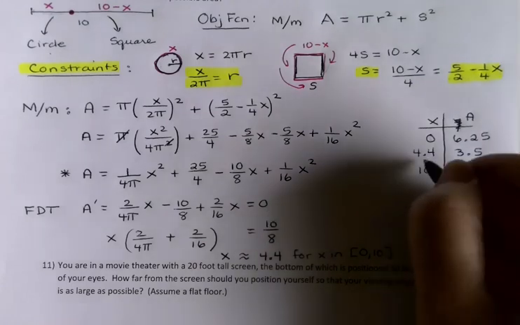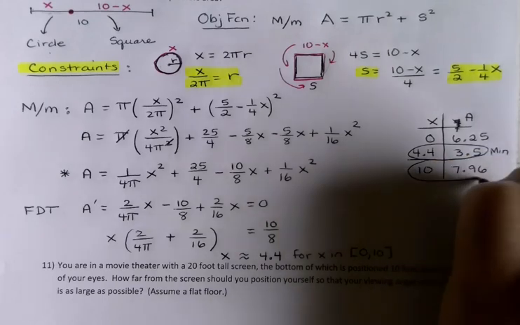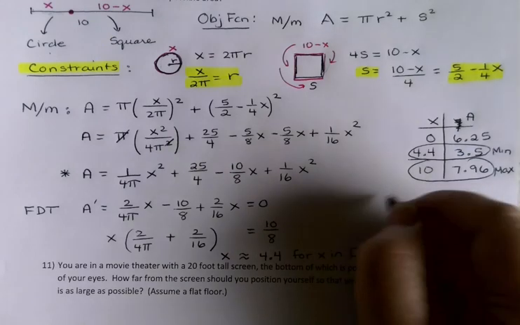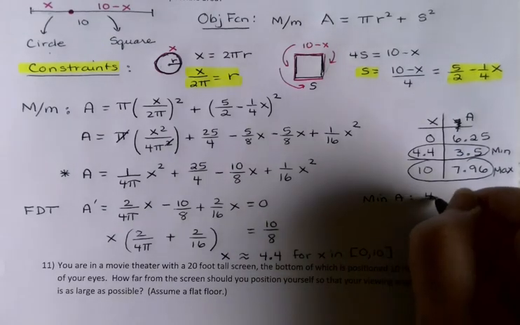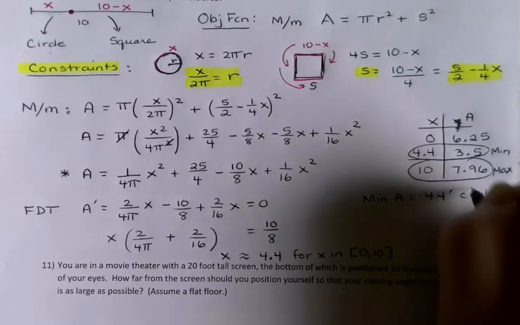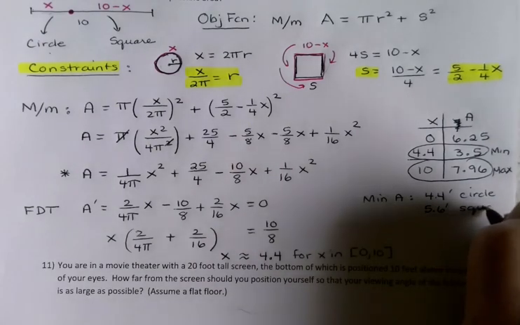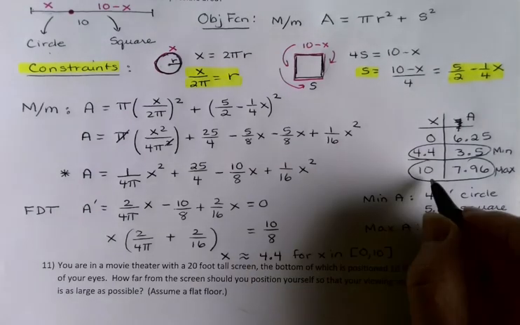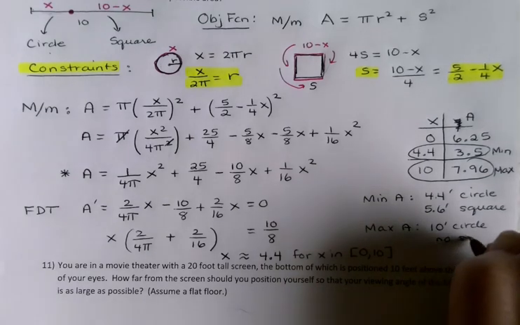So, min and max. Min area: 4.4 feet for the circle, and that would leave 5.6 feet out of the 10 for the square. Maximum area: use the whole 10 feet for the circle, and we're going to have no square.